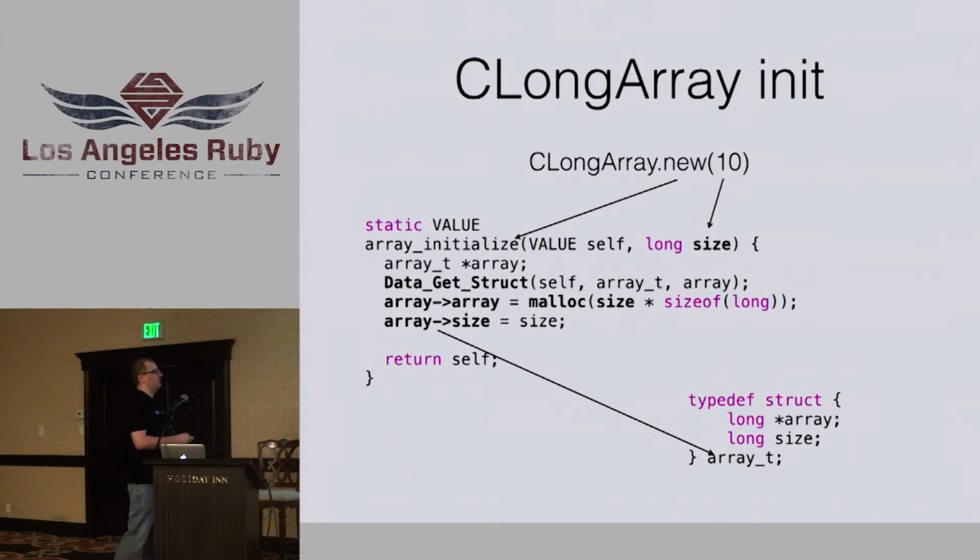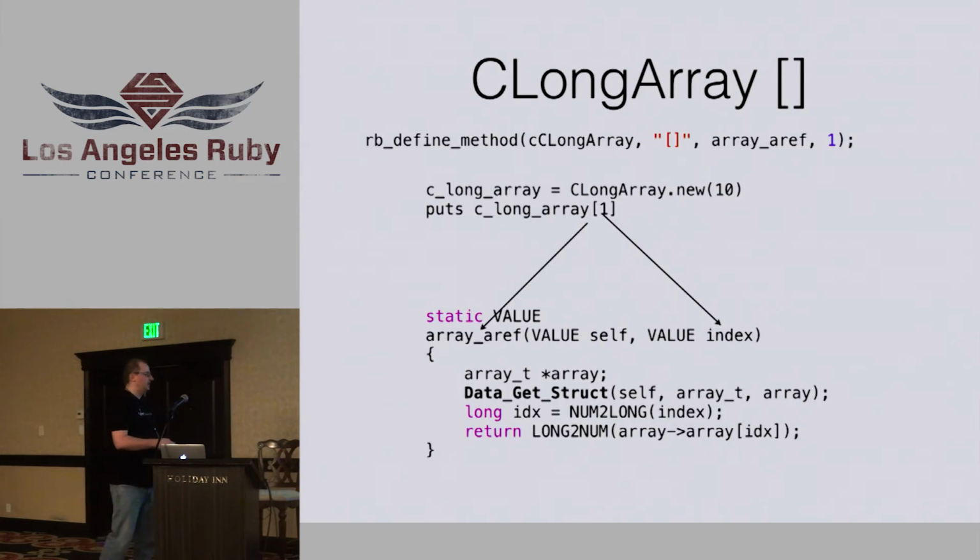This is actually the constructor, the proper constructor. So every time you call CLongArray.new(10), this is what will get called. So you see that size is actually passed in as a parameter. And here you can see that we use this data get struct, so we can get the pointer in memory of the Ruby object that we are working on. And this Ruby object is actually our array. And then what we do is simply malloc enough memory to keep 10 elements, and we set its size.